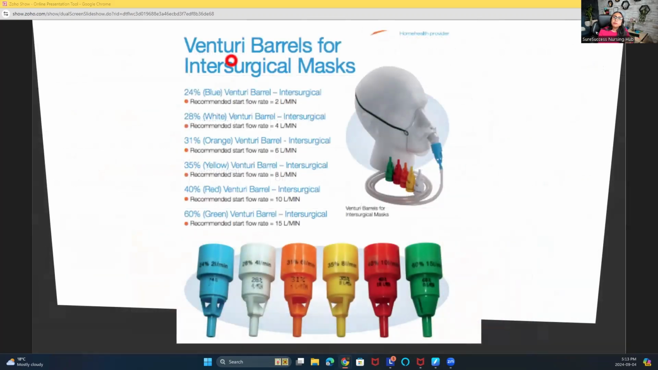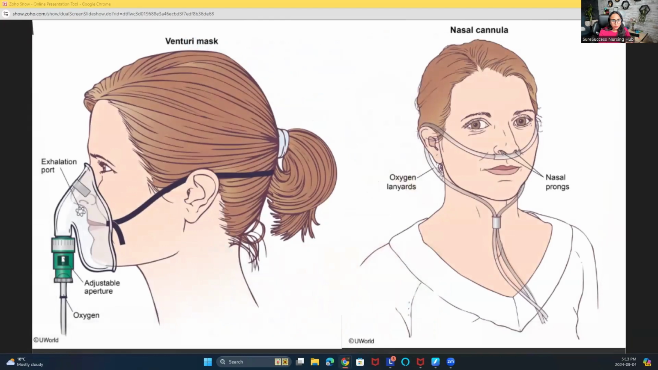This one, Venturi mask, looks like a normal mask. But in real life, if you see very colorful things, these are Venturi masks. We are controlling how much percentage of the air we are going to give to the patient. Okay, so this is the Venturi mask. It has the same thing as oxygen. Venturi mask looks like this.